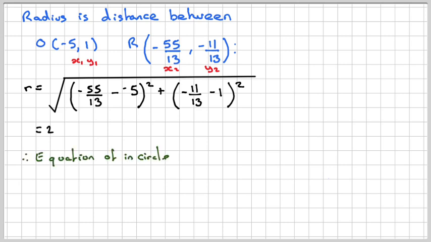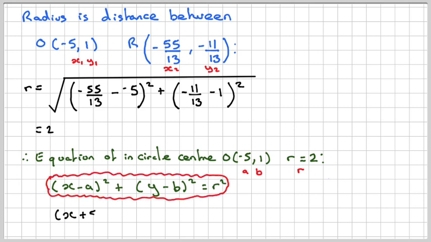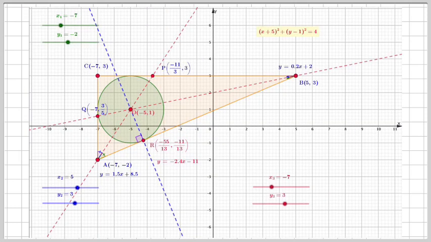Therefore, the equation of the incircle, centre O (minus 5, 1), radius 2. And so the equation of a circle is (x minus a) all squared plus (y minus b) all squared is equal to r squared, which will give me (x plus 5) all squared plus (y minus 1) all squared is equal to 4.